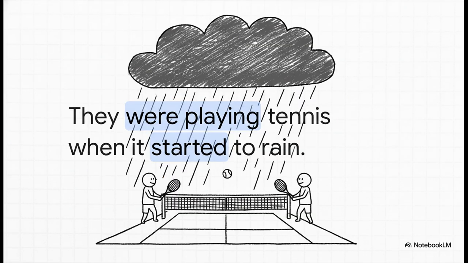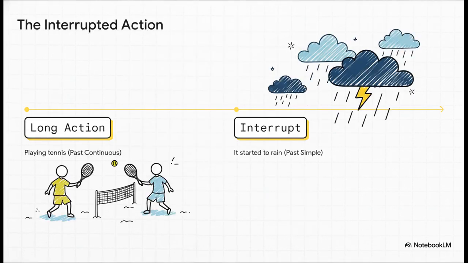All right, one last example, just to make sure this is totally locked in. They were playing tennis when it started to rain. And here we go again. The long background activity was them playing tennis, and the sudden event that probably stopped the game, it started to rain. You see that beautiful, simple pattern now, right? It's just a really clear way to structure a story.